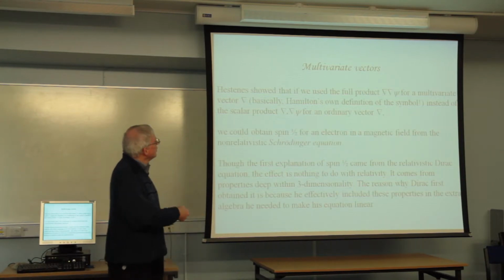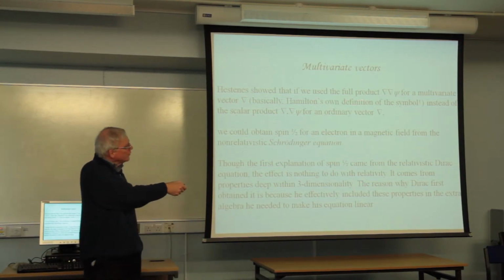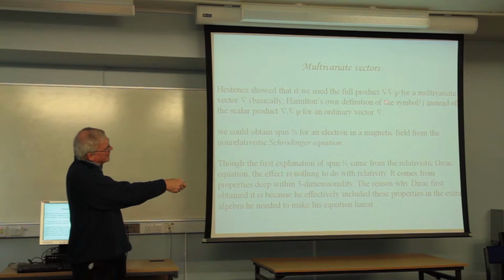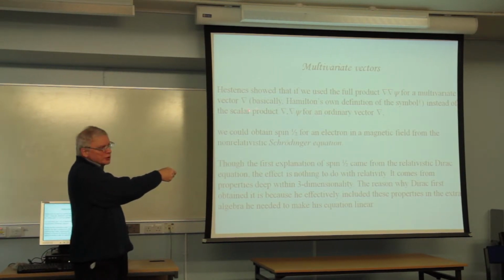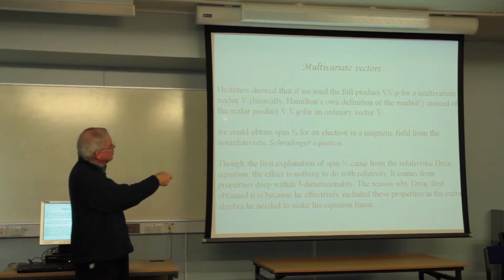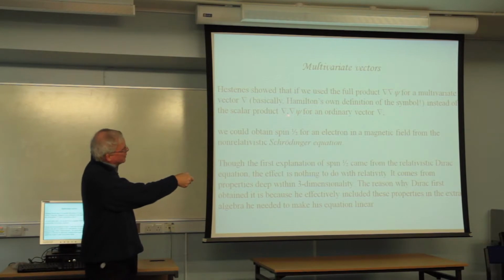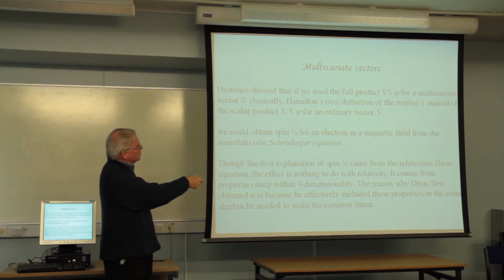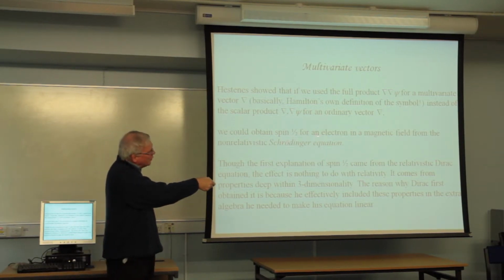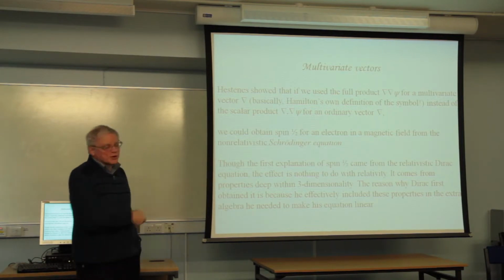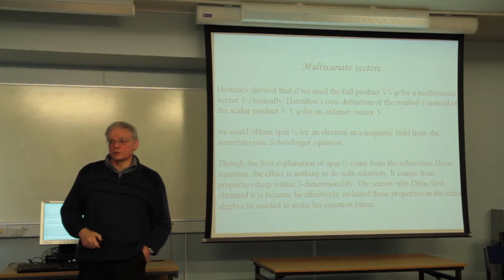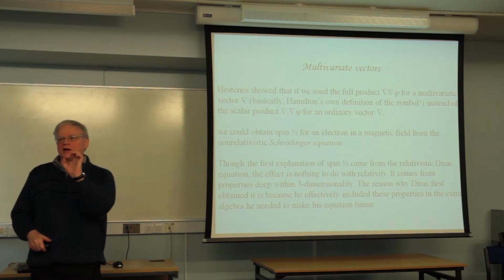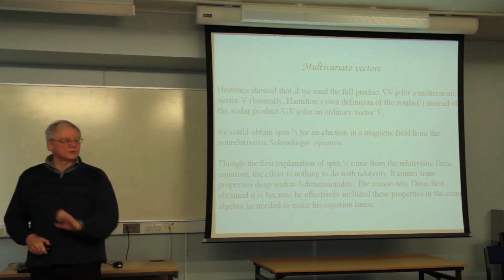Now Hestenes has shown that if we use the full product del psi for a multivariate vector del, and actually that's Hamilton's own definition of the symbol in effect, instead of the scalar product del dot del for an ordinary vector, we'd obtain spin a half for an electron in a magnetic field from the non-relativistic Schrödinger equation. That was one of Hestenes's great results that he got from doing this.